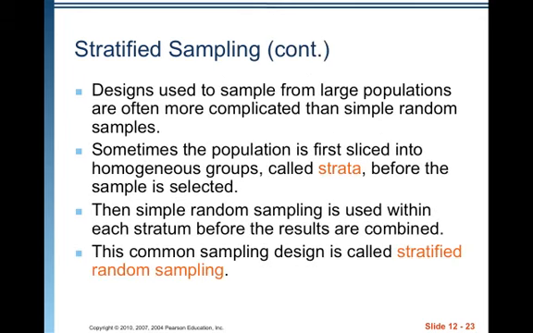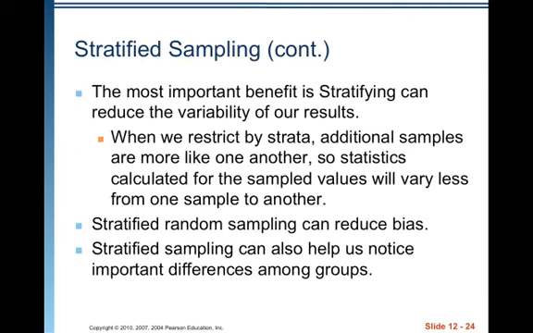Designs used to sample from large populations are often more complicated than simple random samples. Sometimes the population is first sliced into homogeneous groups called strata before the sample is selected. Then simple random sampling is used within each stratum, that's the singular, where strata is plural, before the results are combined. This common sampling design is called stratified random sampling. Notice that its initials are SRS, but it's never referred to as SRS. It's referred to as stratified random sampling.